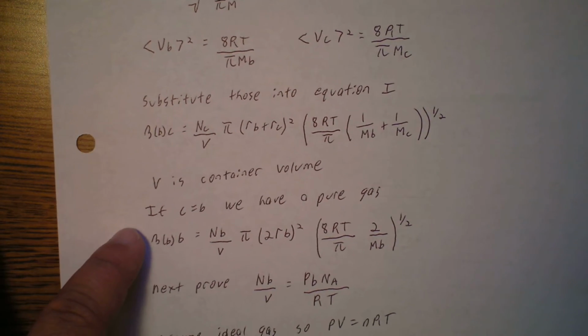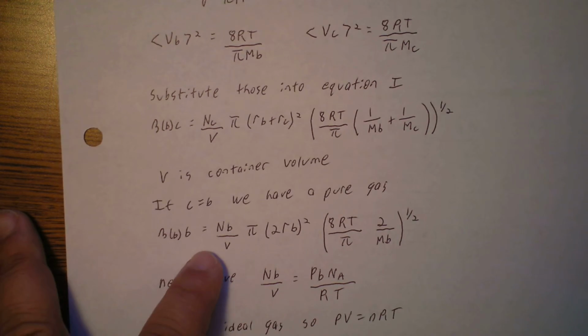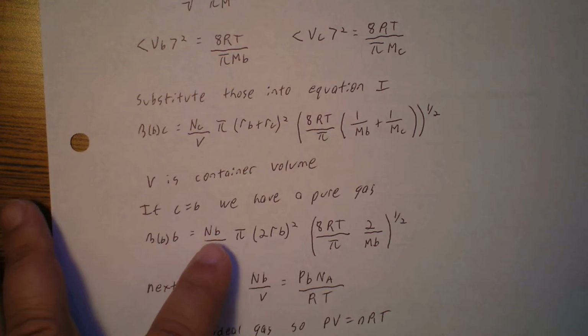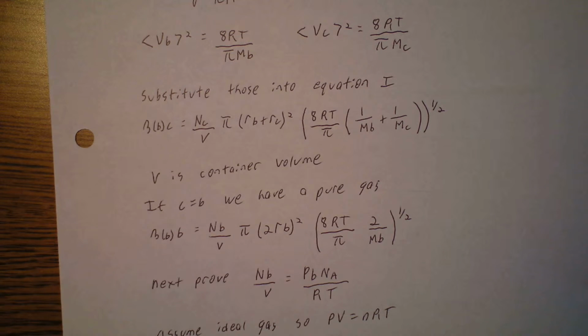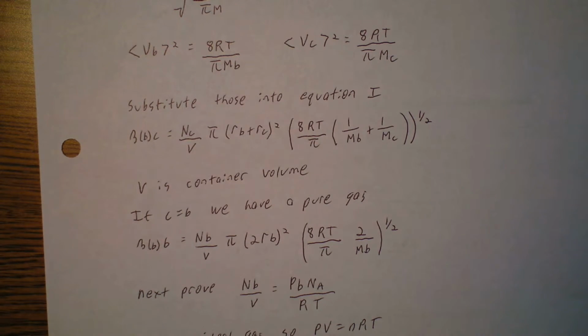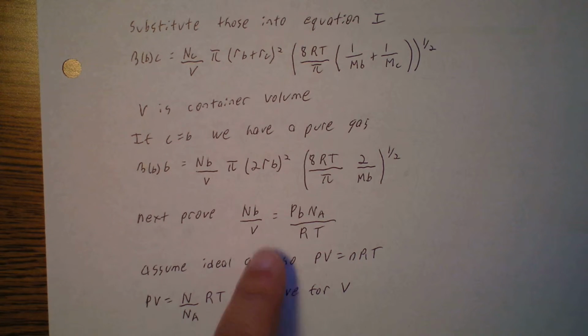Now, if C is equal to B, then that's the special case where we're talking about a pure gas. So we can just put in ZBB is equal to NB over the volume of the container times pi times 2RB squared, times this whole quantity 8RT over pi times 2 over MB, to the 1/2 power. So now we're going to prove that NB over V is equal to pressure B times Avogadro's number divided by RT.